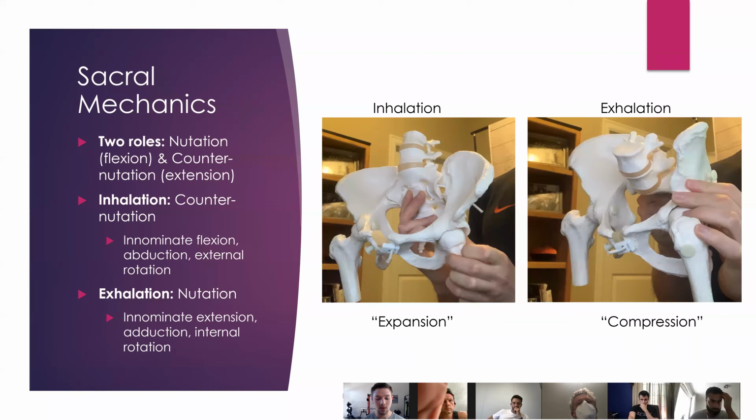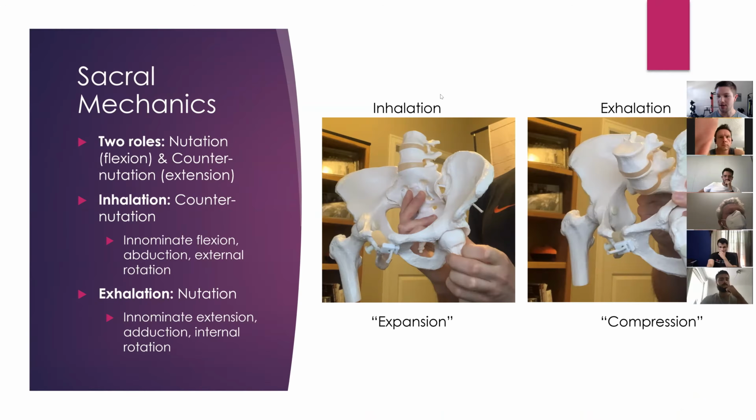These things are associated with respiration. When you guys hear the words on the internet, expansion and compression, this is usually at least partially what they're referring to. When we have a sacrum go in one direction, the innominates, the pelvic bones, act inversely to that.